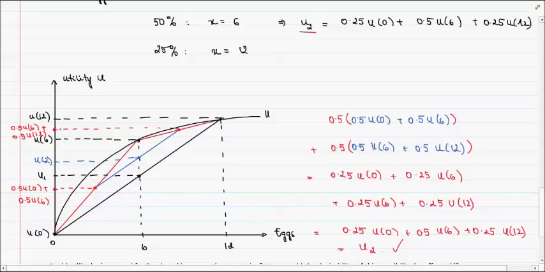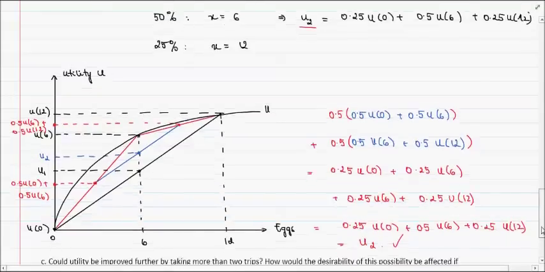Alright, now if you compare utility 2 and utility 1, you can see that utility 2 is higher than utility 1, indicating that under the strategy 2, the expected utility for the consumer is higher, or the consumer is better off using the strategy 2.